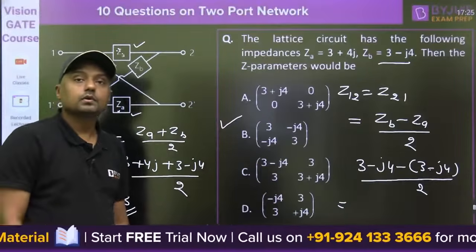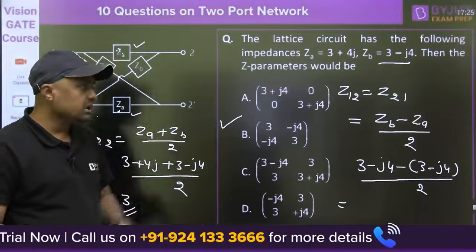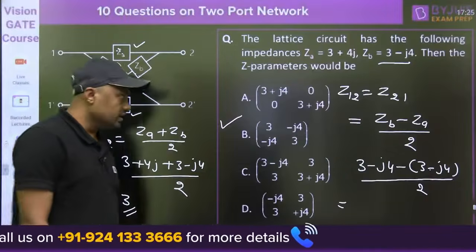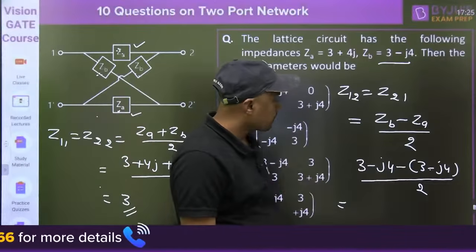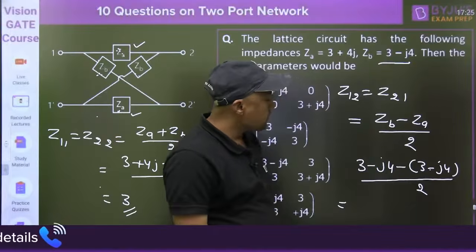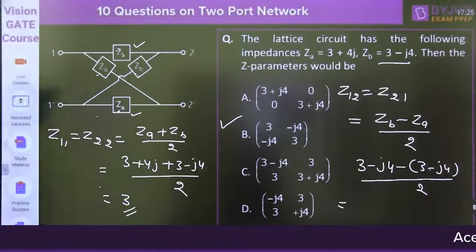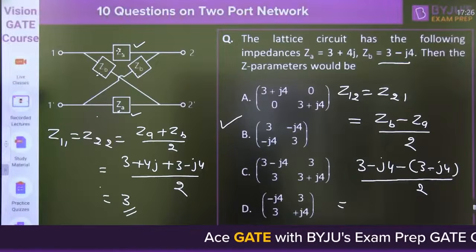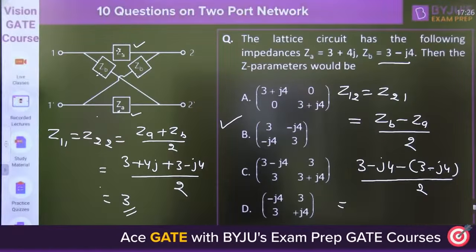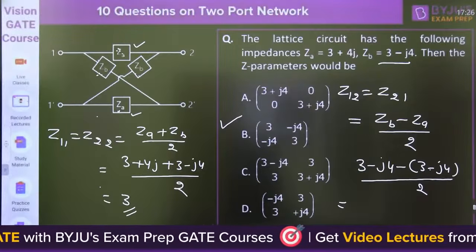A. Yes, that is cancelled out. It is the formula (ZB minus ZA) by 2. But what are we getting? Tell me. Is it possible? No answer is satisfied here. None of the answers is satisfied in that case. Yes, we can say that, right.